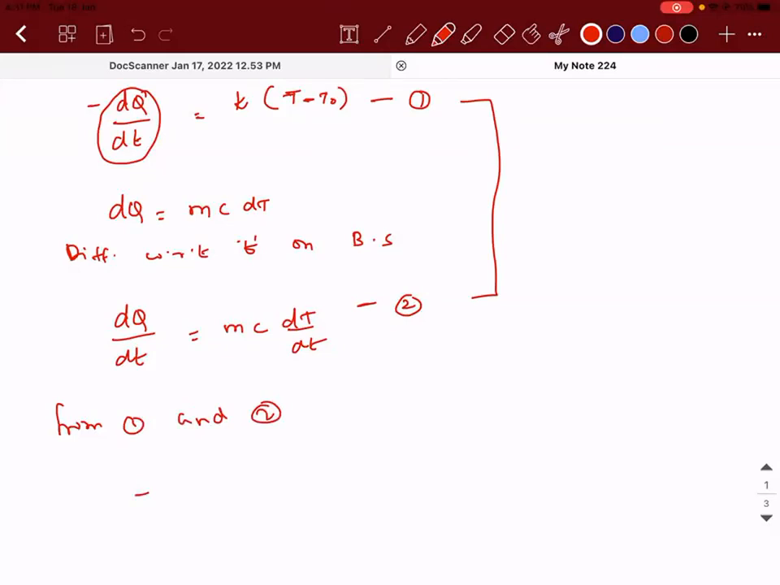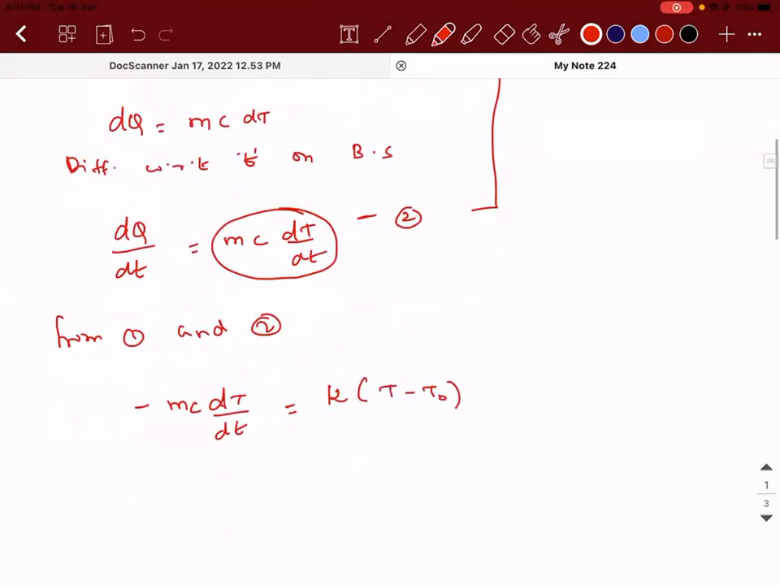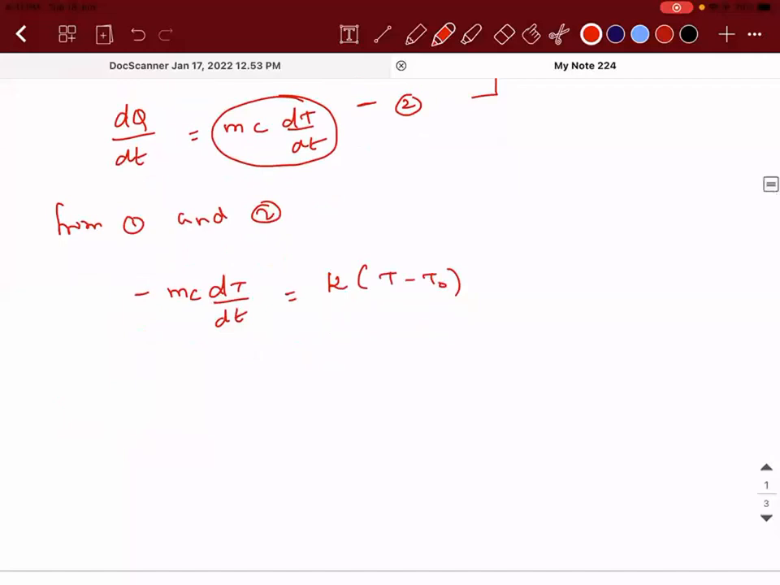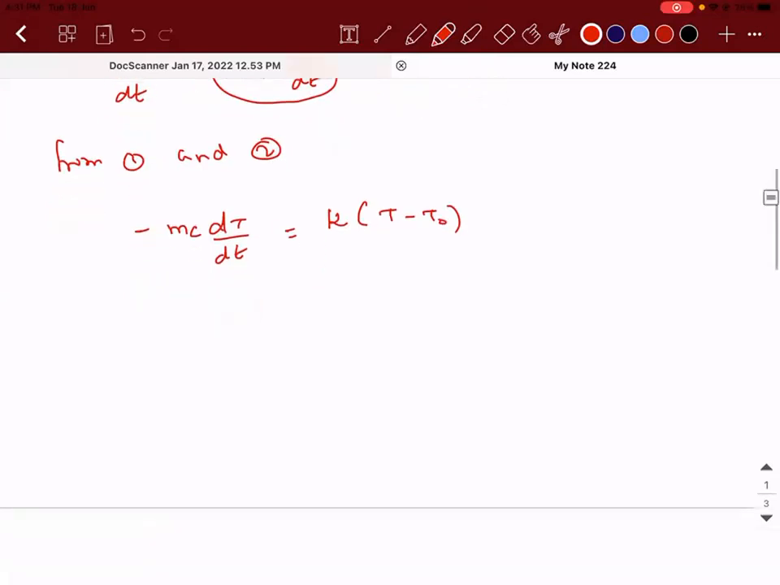Minus, in the place of dq by dt, I can write it as mc into dT divided by dt is equal to k into (t minus t naught). Any doubt till this step? No, sir. Okay.